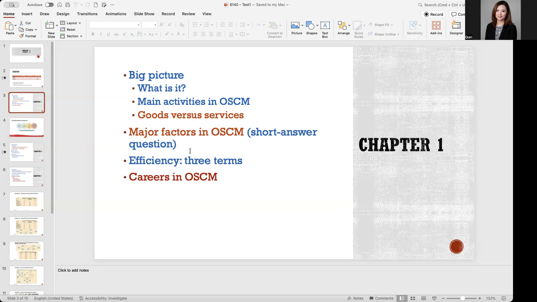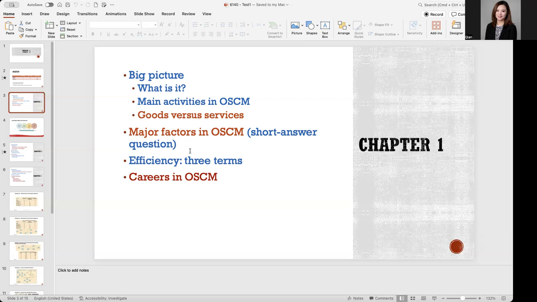And the third part is about 3 terms related to efficiency. I gave you what efficiency is, what effectiveness is, and what value is. So you need to go over the definitions of these 3 terms. And again, you don't have to memorize them, but you need to get a sense of what efficiency is and what effectiveness is.